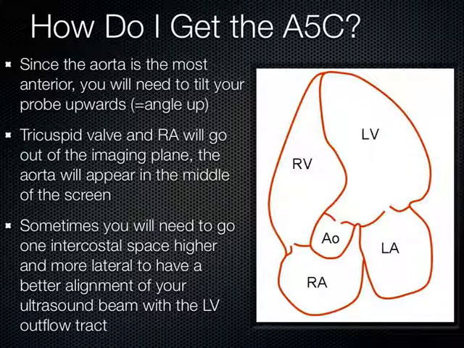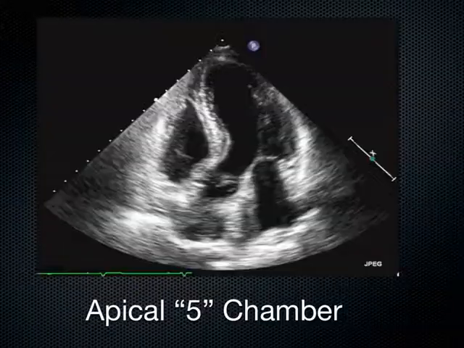So we talked about getting to the apical fifth chamber. Put air quotes around the words fifth chamber because obviously the heart doesn't have a fifth chamber, but the fifth chamber being the aortic outflow tract. So if you angle up or tilt the transducer so that the sound is going more anterior, the right atrium and the tricuspid valve kind of go out of the view of the plane, and you start to get this aortic outflow tract. Sometimes you've got to go one intercostal space more superior, more towards the head, and a little bit more lateral to get a better alignment of the ultrasound with the LV outflow tract.